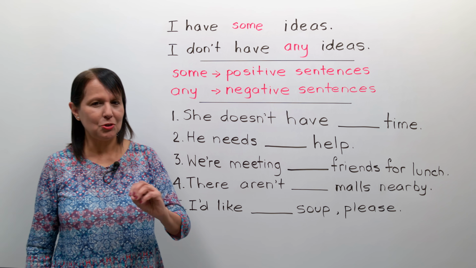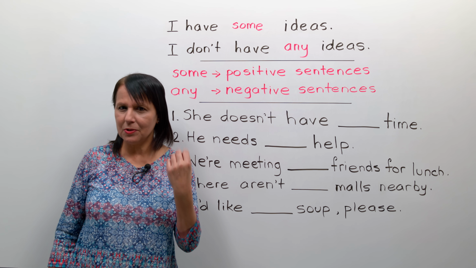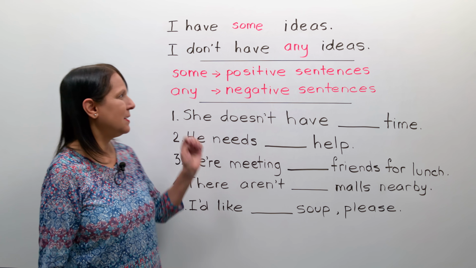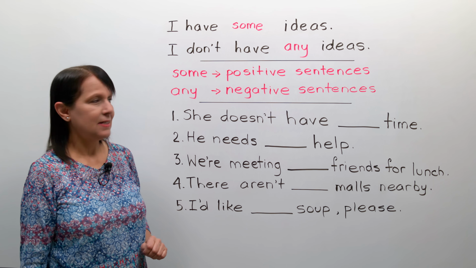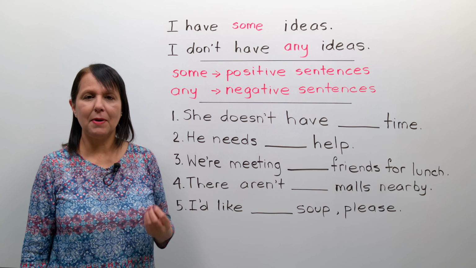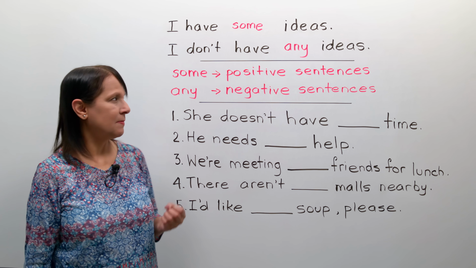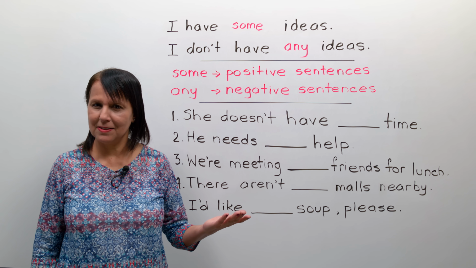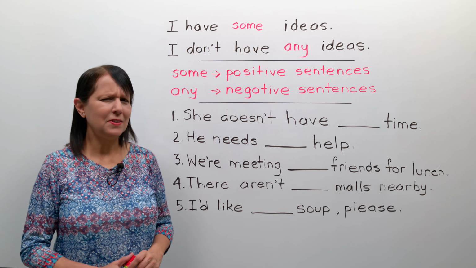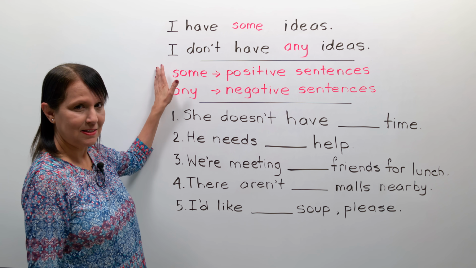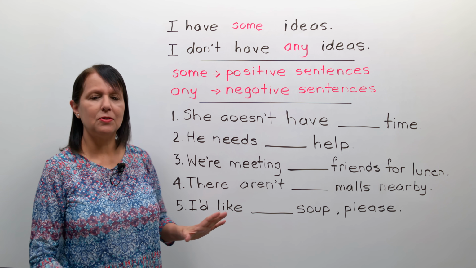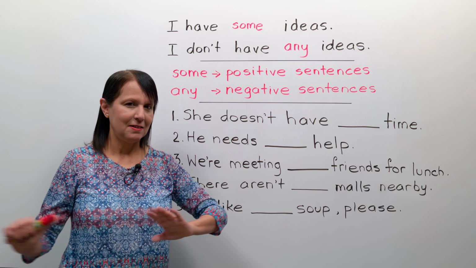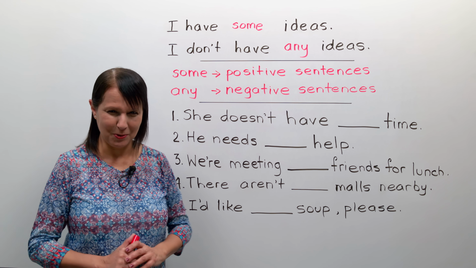Instead of my explaining it to you, I want you to see how the words are used so that you will understand yourself very easily. The first sentence is, I have some ideas. The next sentence is, I don't have any ideas. So what do you think is happening in these sentences? On this board, we're just going to look at how some and any are used in sentences. Not in questions, we'll look at that afterwards.